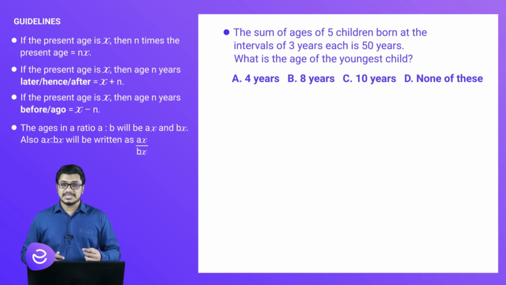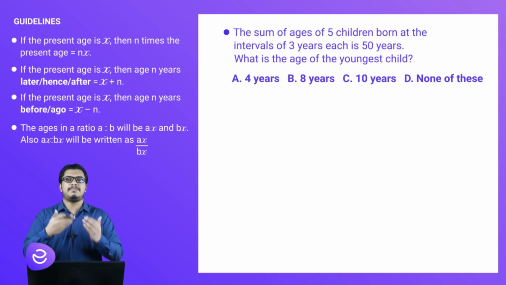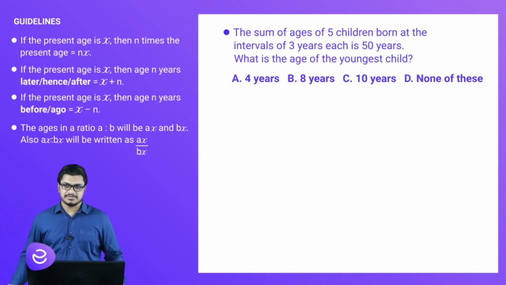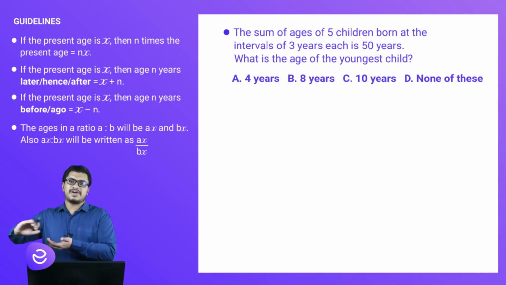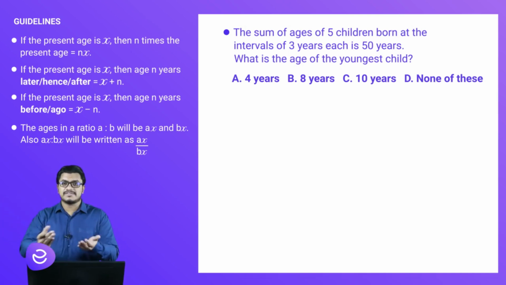The first information is that each child plus 3 will give you the age of the next child. So x1 plus 3 will give you the age of x2, x2 plus 3 will give you the age of x3. The second information we have here is that the sum of the ages of all the 5 children will give you 50. So those are the two pieces of information we have.